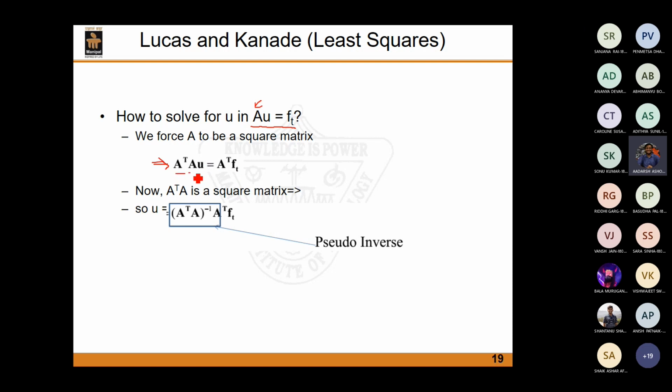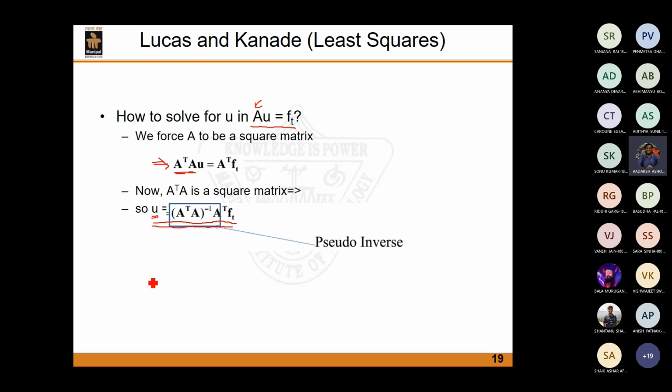Now when I take A transpose A, this becomes a square matrix, so it is possible for me to find the inverse of A transpose A. Therefore my solution becomes U is equal to (A transpose A) inverse into A transpose ft. This (A transpose A) inverse A transpose is my pseudo inverse, and I can just solve this equation using this expression, which is U is equal to the whole inverse of A transpose A times A transpose ft. That would give me the solution of U.